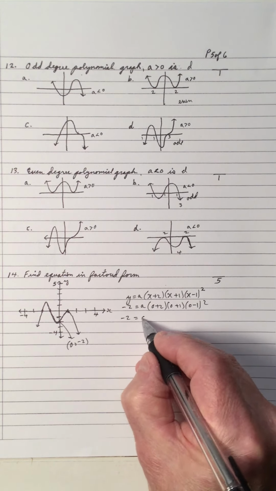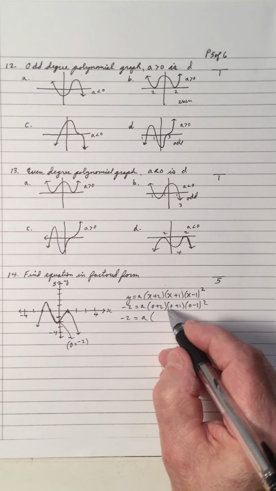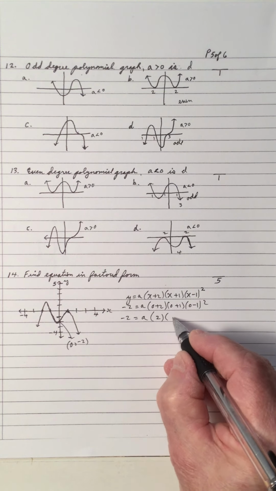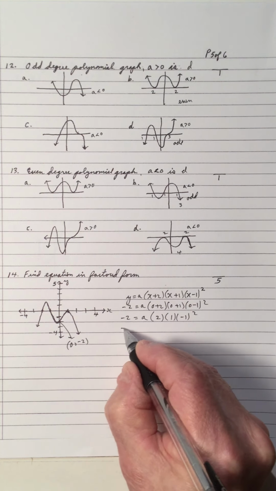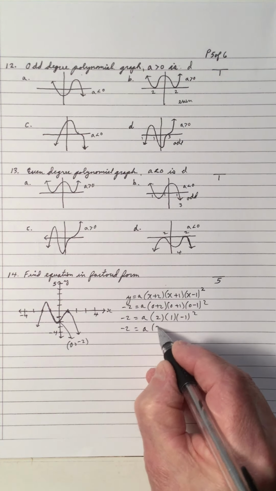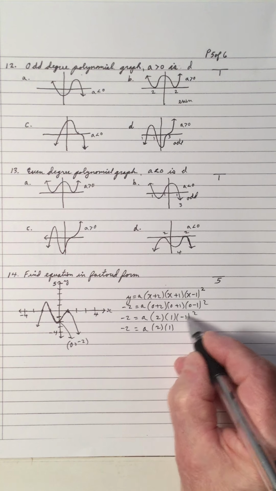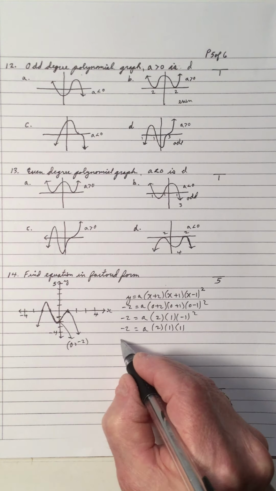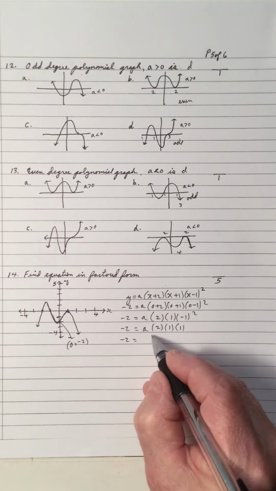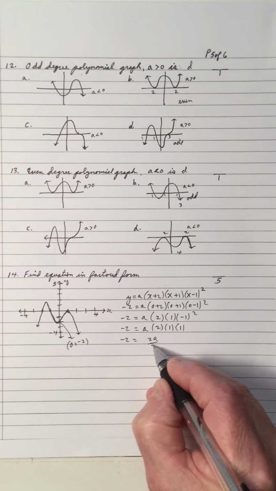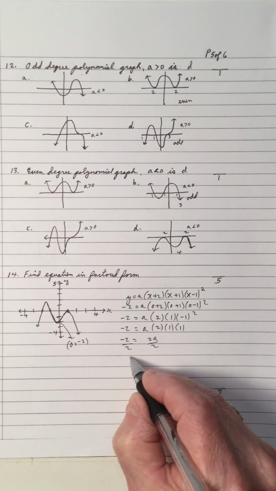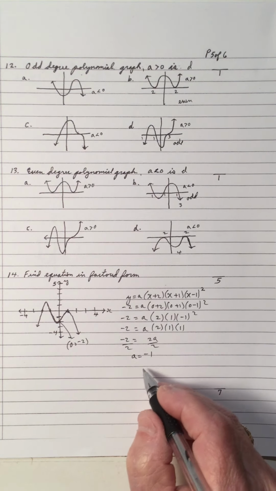So we have to do PEMDAS. We have to work out the inside of the brackets first. Done. Then we have to do our powers next. So negative 1 squared is 1. So negative 2, we simplify. 1 times 2 times 1 times 1 is 2a. Divide by 2. So a is equal to negative 1.